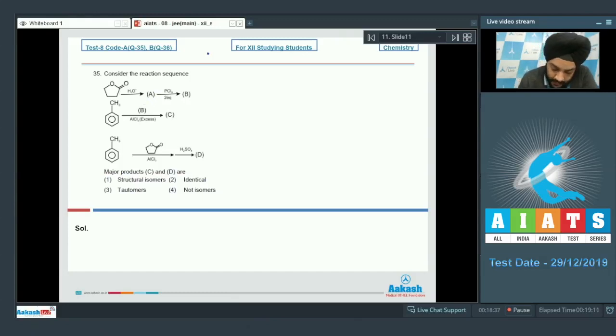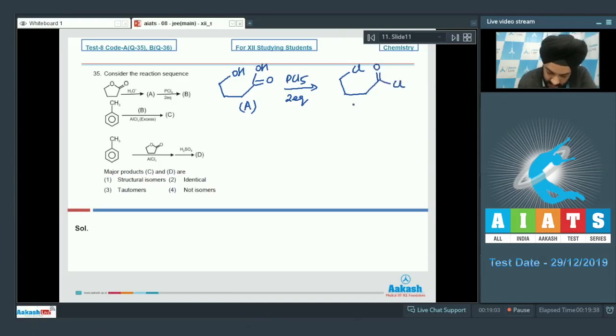So if we talk about the compound A which is formed, students, it shall be this compound. Now this A is allowed to react with 2 equivalents of PCl5, students. Upon reaction with 2 equivalents of PCl5, we are going to have both these OH groups replaced with chlorine atoms. So this is the compound B which is formed, students. Now this toluene is allowed to react with B in presence of excess AlCl3.